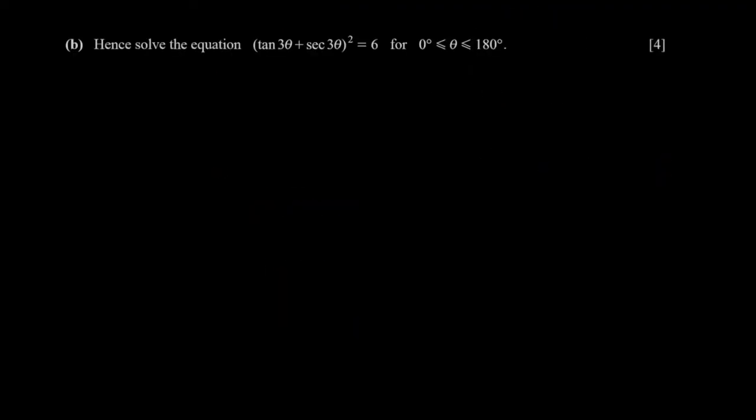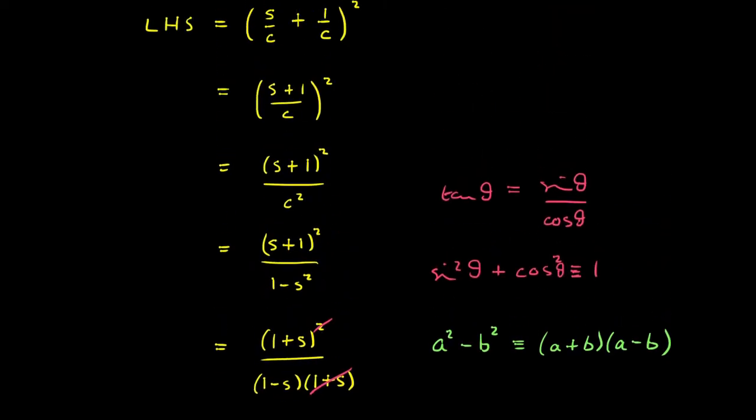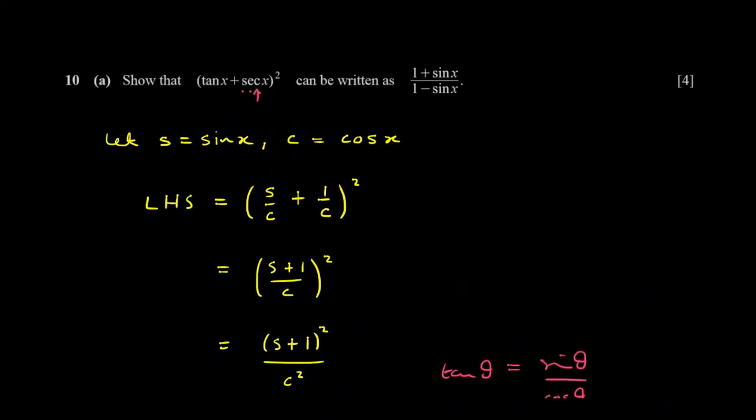All right, then part B, hence we want to solve this equation, tan 3 theta plus sec 3 theta all squared is equal to 6 between 0 and 180 degrees. Now the key word here is the word hence. In other words, we've got to use the identity. And hopefully what you notice is that our expression can be replaced with 1 plus sine over 1 minus sine.